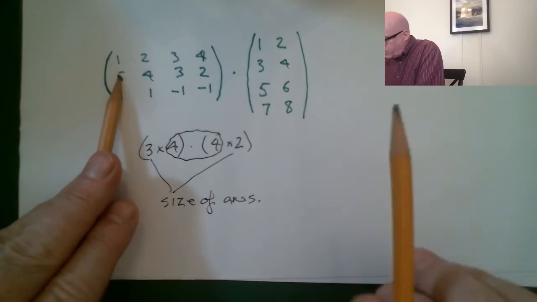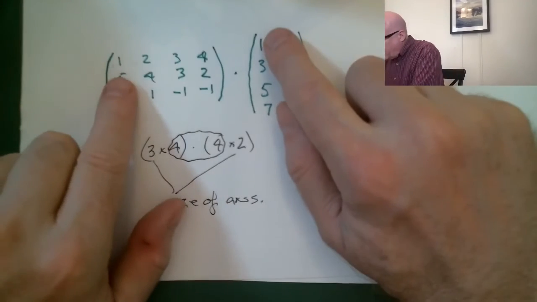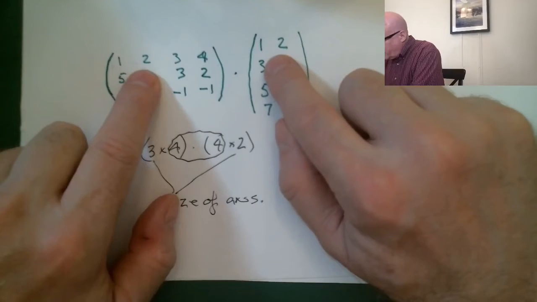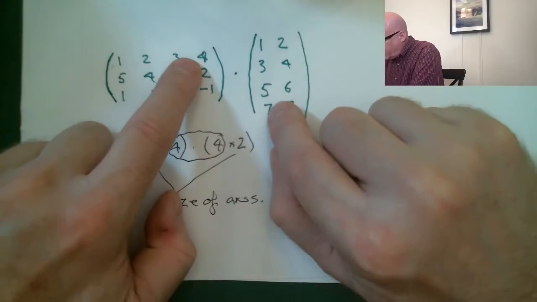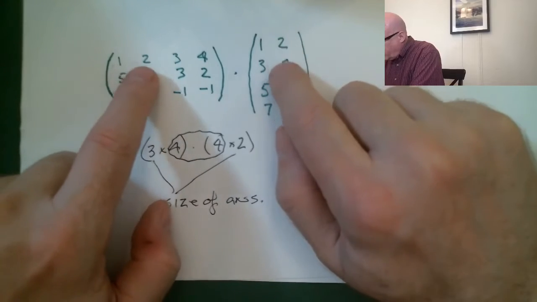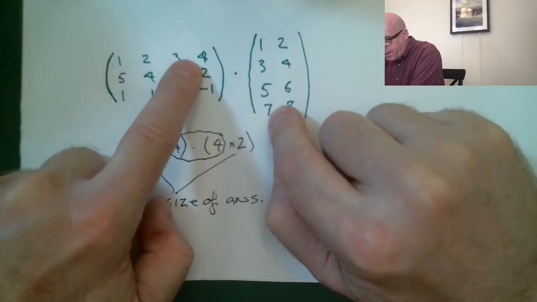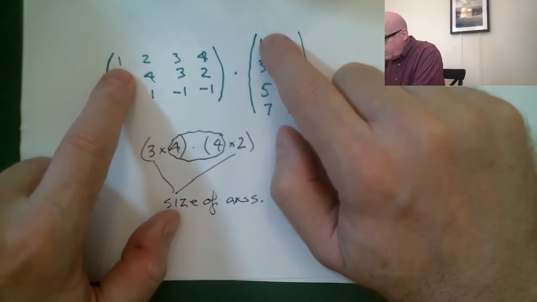I'm doing it with pencils. Why am I doing it with pencils? My fingers will work just fine. I'm going to trace across the rows of the one while I go down the columns of the other. See how that worked? 1, 1 and 1, 2 and 3, 3 and 5, 4 and 7. All right, what we need to do is multiply corresponding entries and then keep a running tally on this.